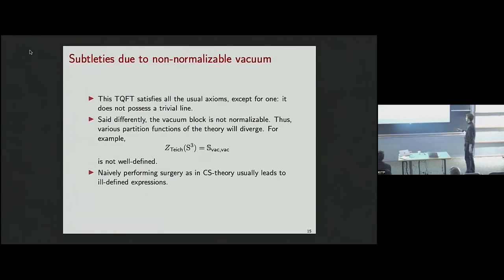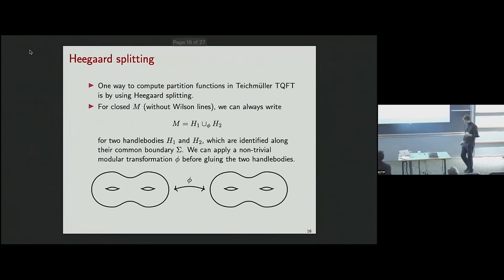So for example, you might want to compute the 3-sphere partition function. And the 3-sphere partition function usually you compute by some surgery procedure. And it turns out that it's the vacuum component of the modular S-matrix. But this is not well defined because for the modular S-matrix, there's no vacuum block to start with, and it certainly doesn't map back to a vacuum block. So we don't know how to define this component here. And so that runs immediately into problems. And so more generally, if you perform surgery, that's what we usually do in Chern-Simons theory, then we usually get ill-defined expressions. That's the difficulty that we were trying to understand.